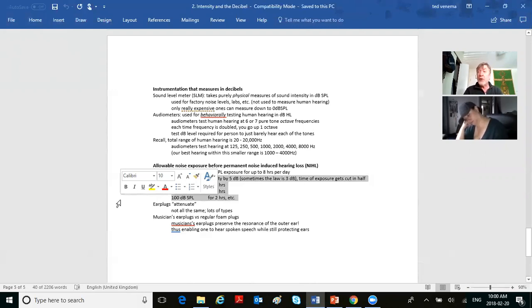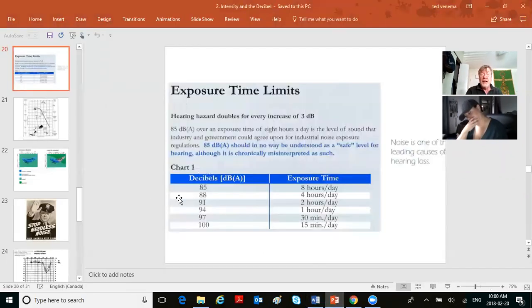If you increase the decibels by 5, your allowed time exposure is now only 4 hours. So let me show you on the picture here. If the cutoff is 85 decibels for 8 hours a day, here they're saying if it's 88, it's now 4 hours a day. If it's 91, it's 2 hours a day. See, they're being stricter. They're saying for every increase of 3 dB, your allowed time exposure is cut in half.